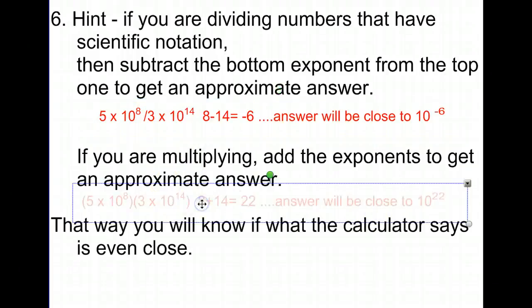So if you've got these same numbers multiplied, 5 times 10 to the 8th times 3 times 10 to the 14th, check your answer by saying 8 plus 14 is 22. So whatever you get in your calculator for your answer should be close to 10 to the 22nd. It's really useful to know if what your calculator says is even close, because I see people all the time just put down random answers that aren't even in the ballpark.